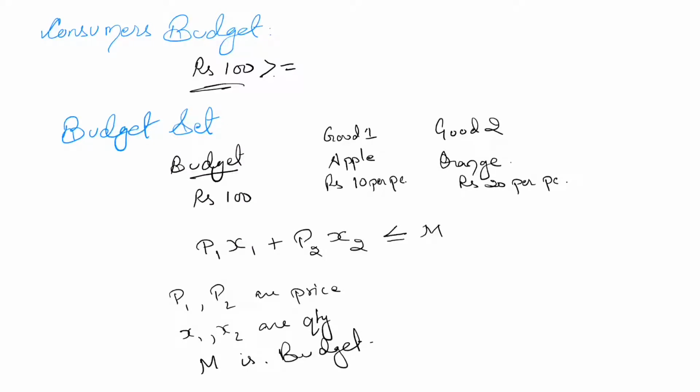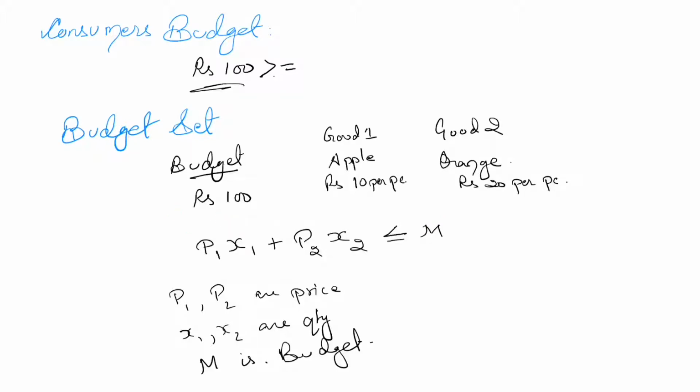Now suppose our budget is rupees 100 and we have only two goods in the market, that is apple, which costs rupees 10 per piece, and orange, which costs rupees 20 per piece. Then every combination of apple and orange together, or only a single good, we can buy using that 100 rupees, where P1 is the price of good 1 or apple, X1 is the quantity of good 1 or apple we can buy, and P2 is the price of good 2 or orange, X2 is the quantity of good 2 or orange we can buy. The combinations in which we can buy these two using the budget M is called the budget set.